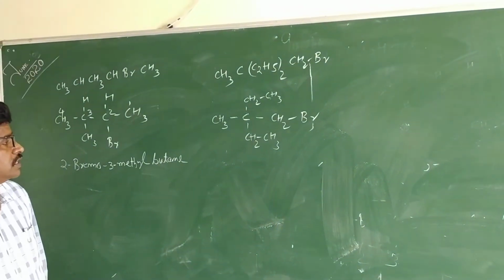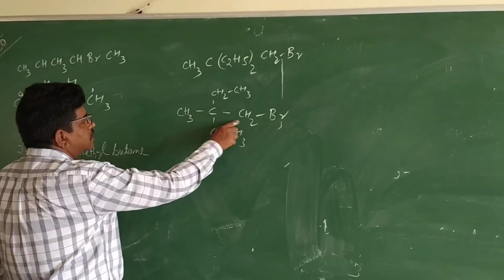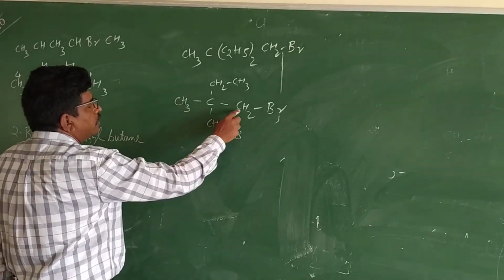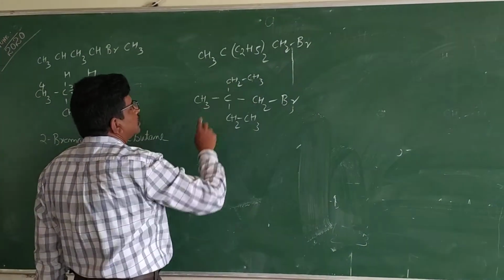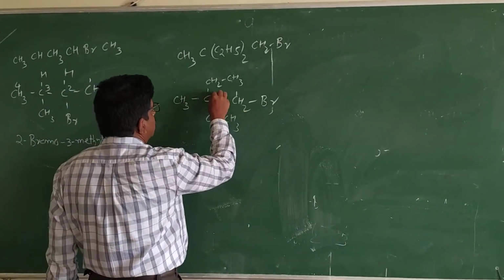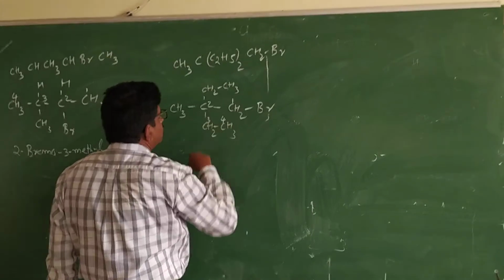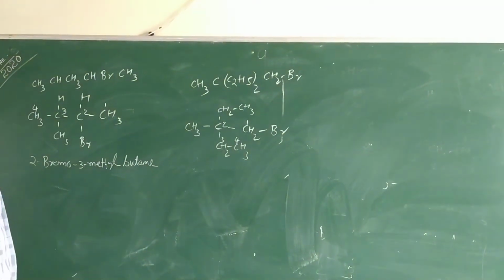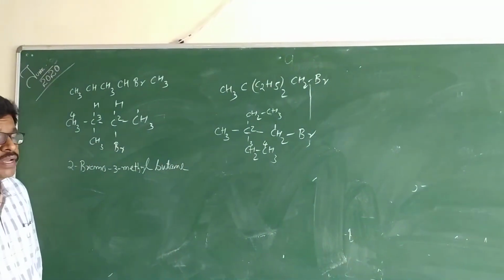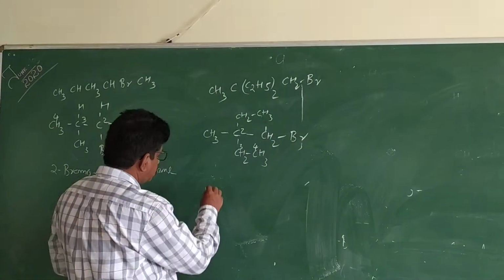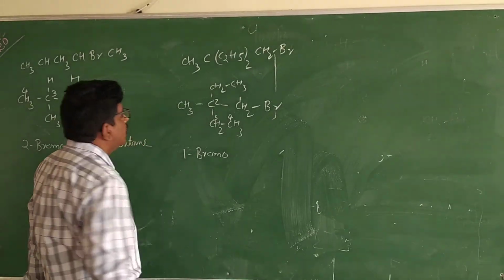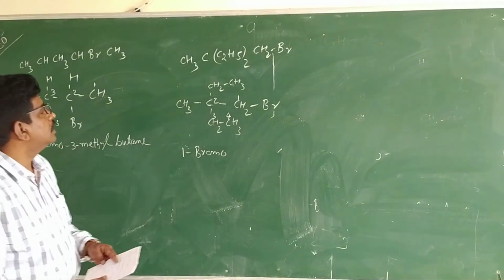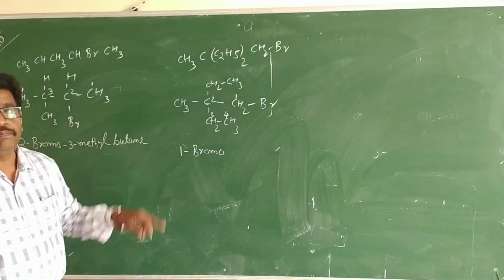Now we have to find the longest chain. Take this one, 1, 2, 3. Take this one, 1, 2, 3, 4. So this is the longest chain. The first place you can see bromine. So 1 bromo. And second place you can see 1 methyl group as well as 1 methyl group.